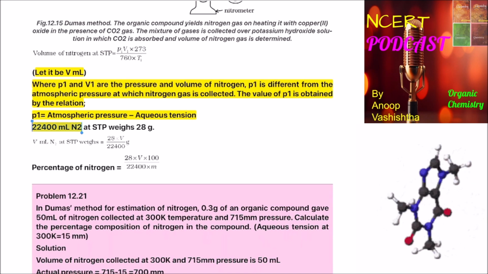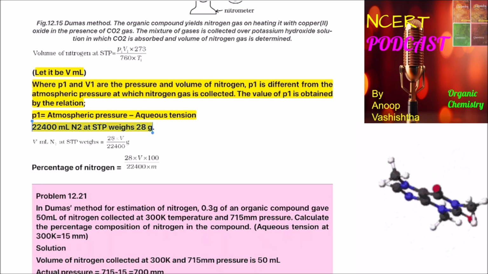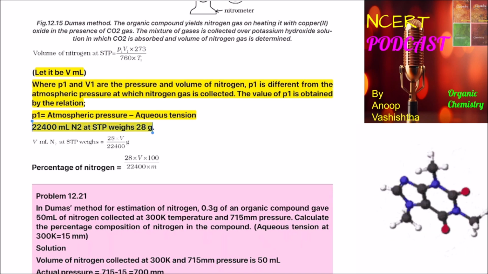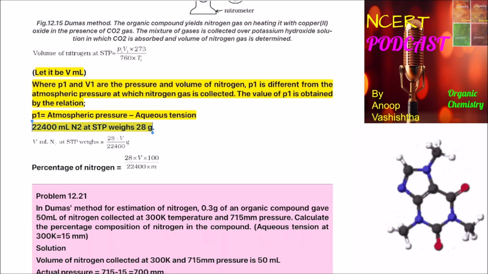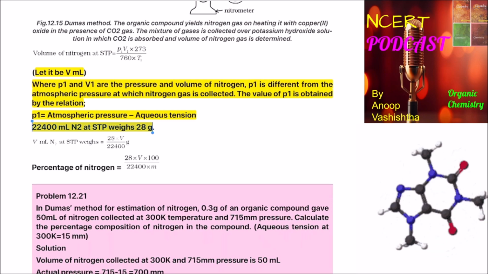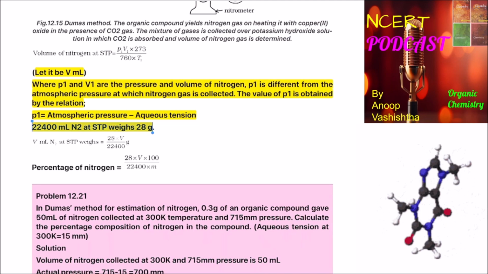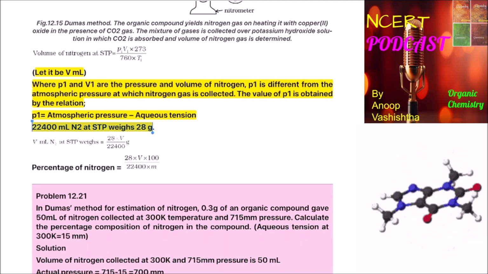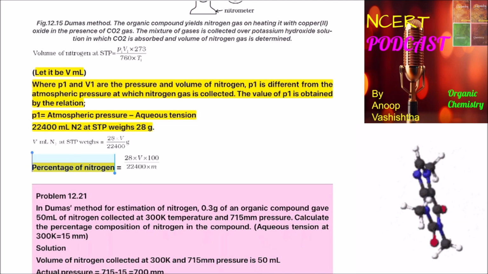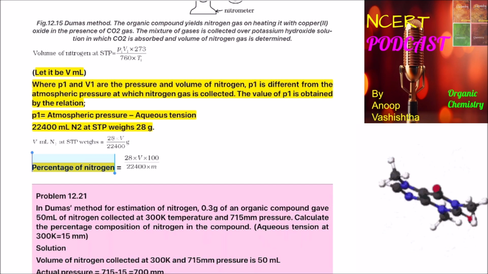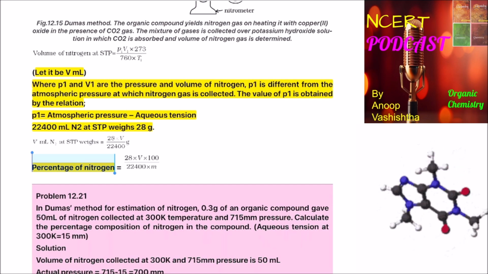22400 milliliter N2 at STP weighs 28 grams. V milliliter N2 at STP weighs equal to 28 into V divided by 22400 grams. Percentage of nitrogen is equal to 28 into V into 100 divided by 22400 into M.